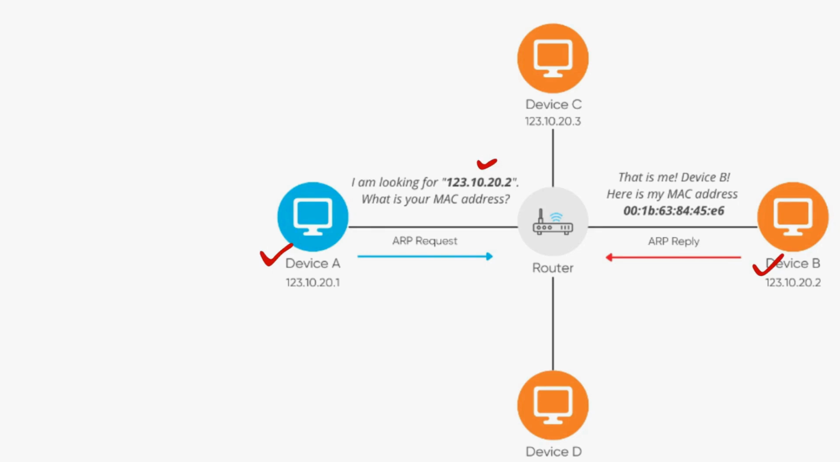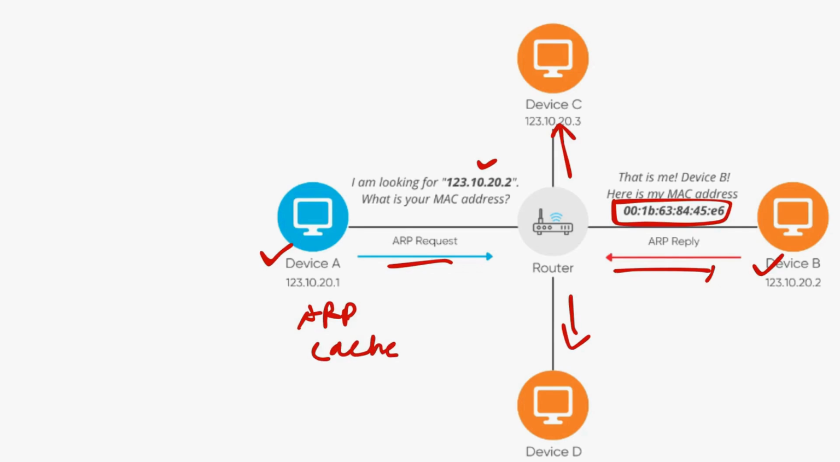broadcasts an ARP request. The ARP request will go to all devices, but only device B responds, and in reply it will send its MAC address and IP address. So now device A knows the IP address and MAC address, and it will store the info in the ARP cache. If device A wants to connect with the outside network, it will use the gateway. Instead of using a broadcast ARP request, it will use the router's default gateway.